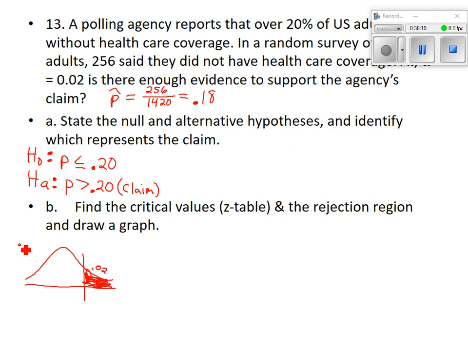Would it be like 0.98? So we're gonna look up whatever's closest to 0.98 on here. So we're using the chart backwards. Try to figure out what's closest to 0.9800.